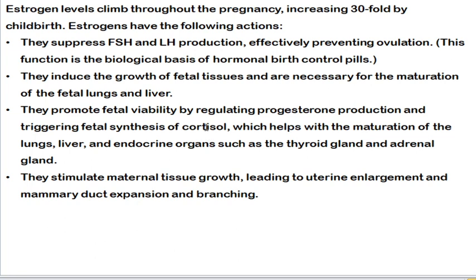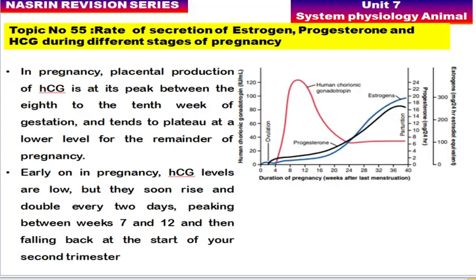This cortisol is helpful for maturation of the liver, lung, and endocrine organs like the thyroid gland and adrenal gland. Next, estrogen also stimulates maternal tissue growth, leading to uterine enlargement and mammary duct expansion at the time of childbirth. Next, with respect to HCG, in pregnancy, the placental production of HCG, here you can see the graph.